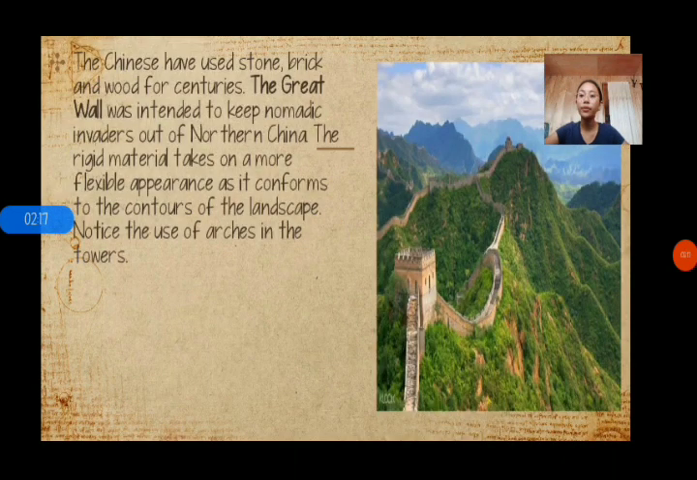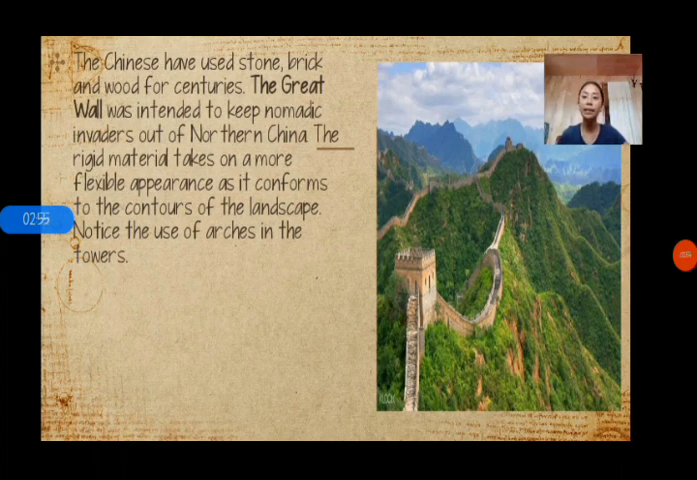The Chinese have used stone, brick, and wood for centuries. So stone, brick, and wood are their best used materials over the centuries. An example of their architecture is the Great Wall. The Great Wall was intended to keep nomadic invaders out of northern China. The rigid material takes on a more flexible appearance as it conforms to the contours of the landscape. As we notice the arcs in the tower, that is the Great Wall.